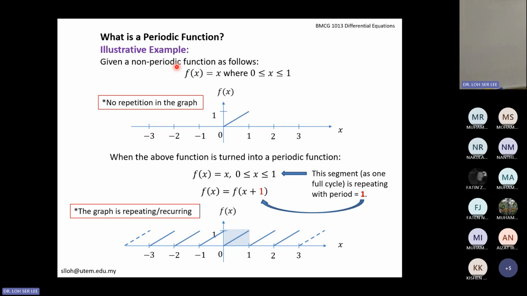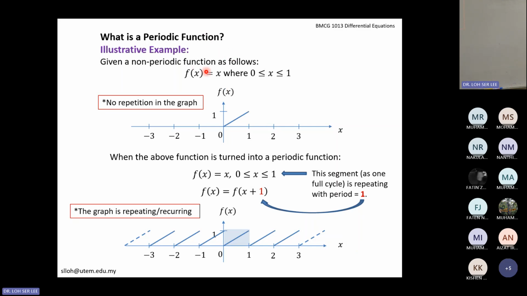For a periodic function, you will see something like this. It will keep repeating. The main segment of the graph repeats from negative infinity up to infinity. It's like sine x and cos x, all the trigonometric functions, they oscillate from negative infinity up to infinity. So all trigonometric functions are periodic functions.